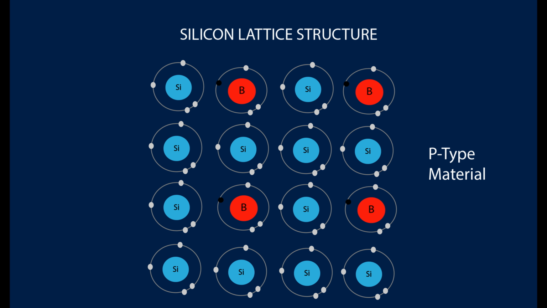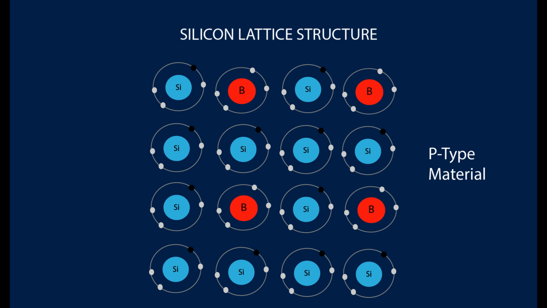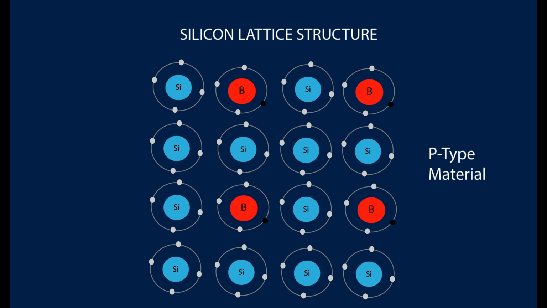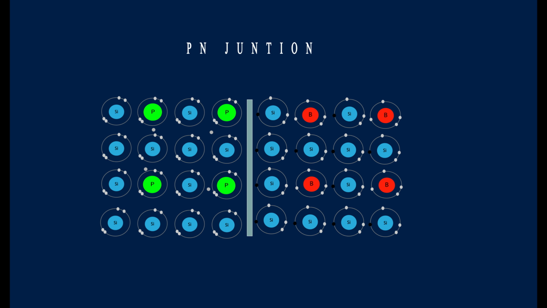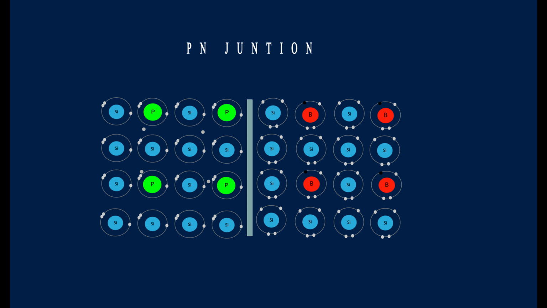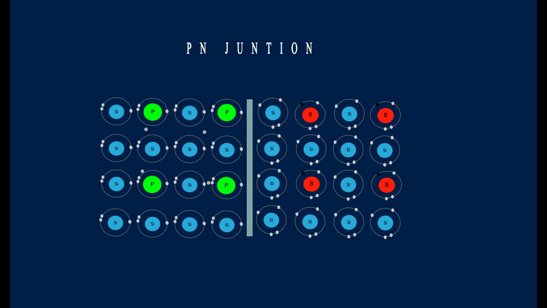By carefully controlling how many impurities we add and what type we use, we can precisely control the electrical behavior of silicon, turning it from a poor conductor into a useful material for electronics. And when we bring N-type and P-type materials together, we create a PN junction, the fundamental building block behind diodes, transistors, and almost every modern electronic device.